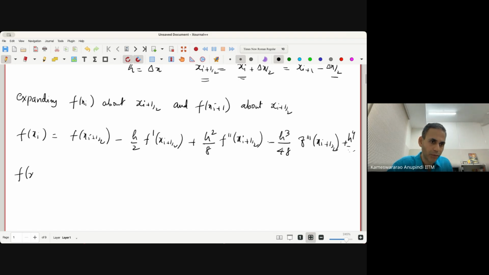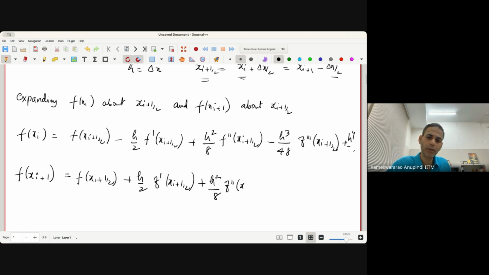Similarly, I want to expand f of xi plus 1 about f of xi plus half. This is going to be f of xi plus half. I'll go from f of xi plus half to f of xi plus 1 by adding h by 2. So this is going to be plus h by 2 f prime xi plus half, plus h square by 8 f double prime xi plus half, plus h cube by 48 f triple prime xi plus half and so on. Okay, that is what I have.